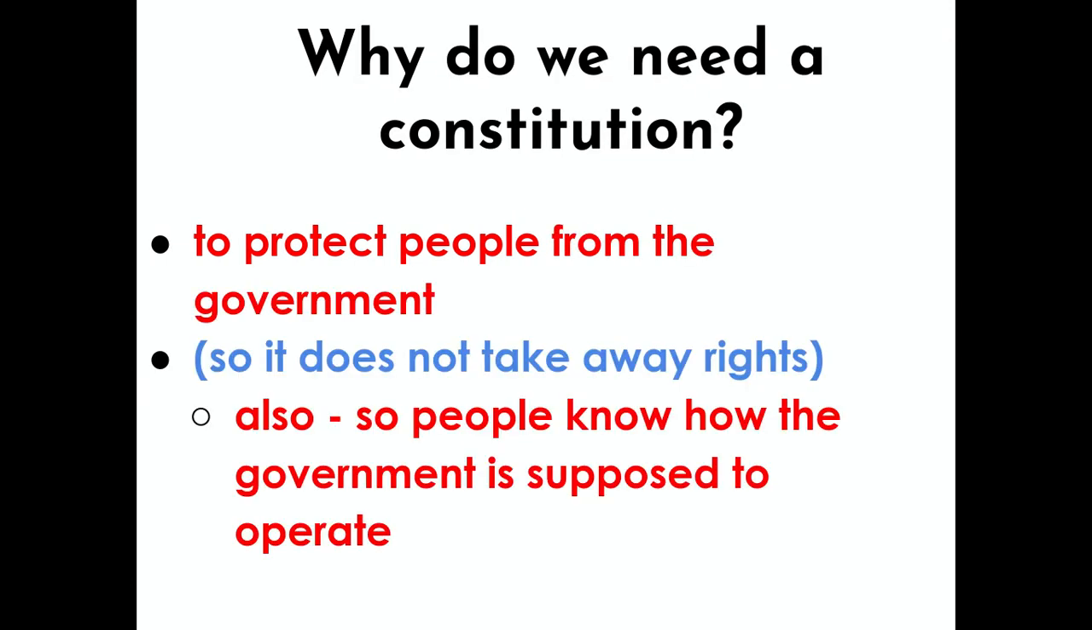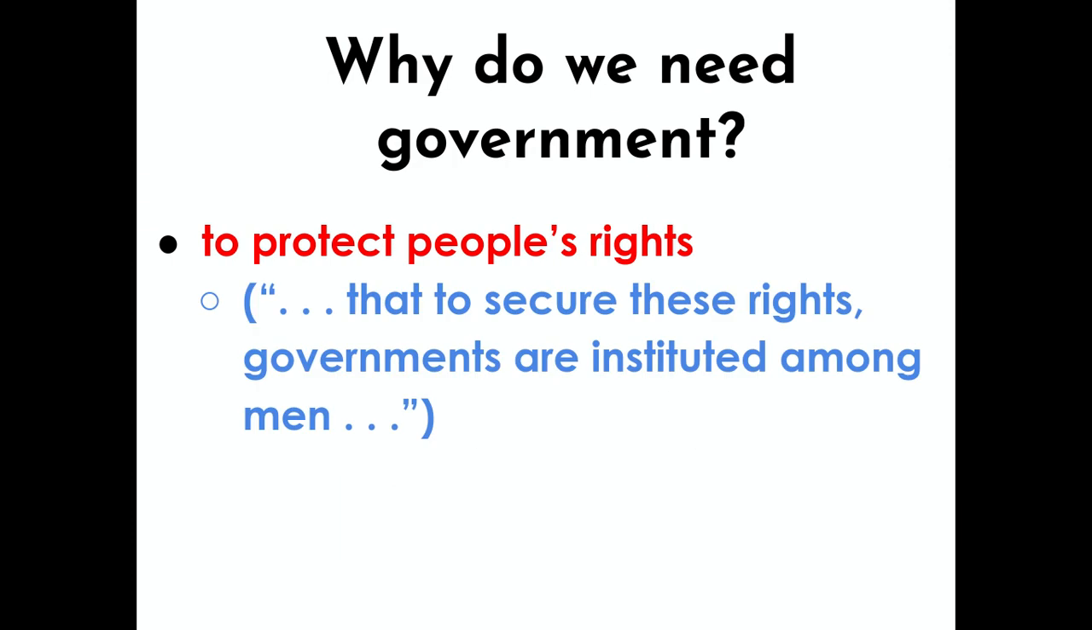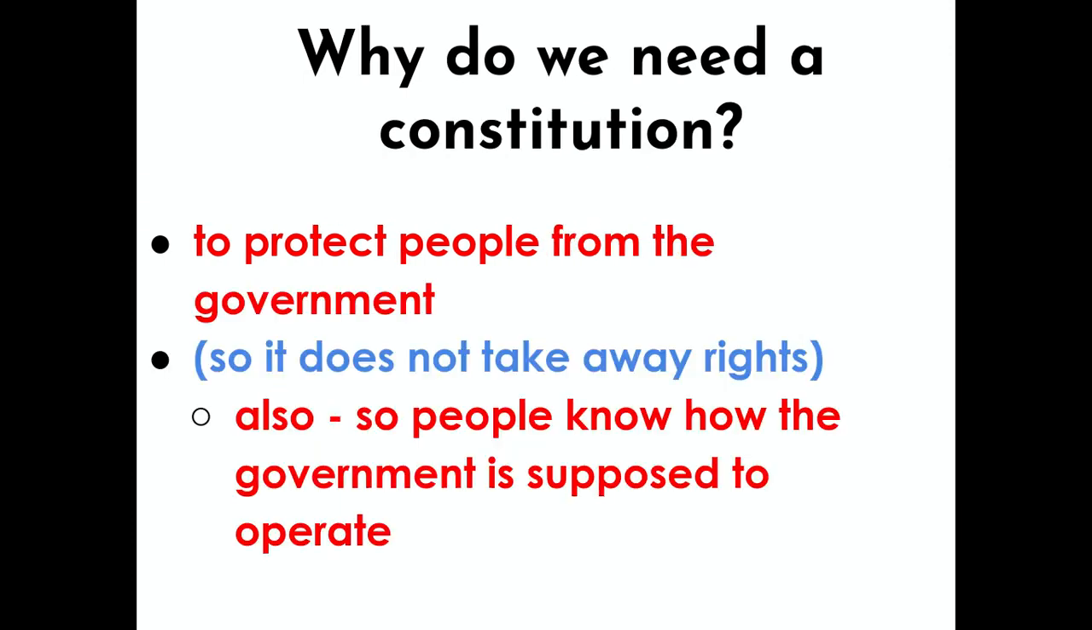Okay, why do we need a constitution then? We know we have a government. Why we need a government is to protect people's rights. Why do we need a constitution? Now we're back on the note sheet. Number 2, why do we need a constitution? To protect people from the government, so that the government does not take away rights.